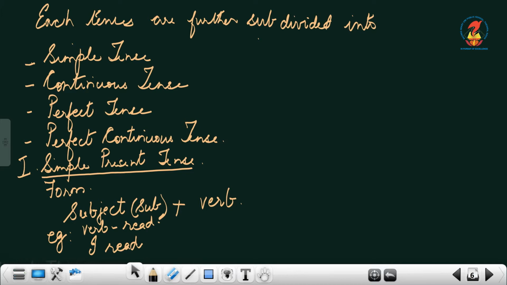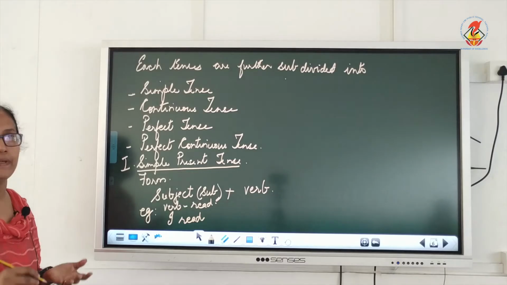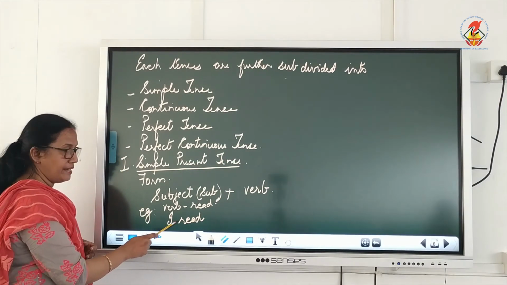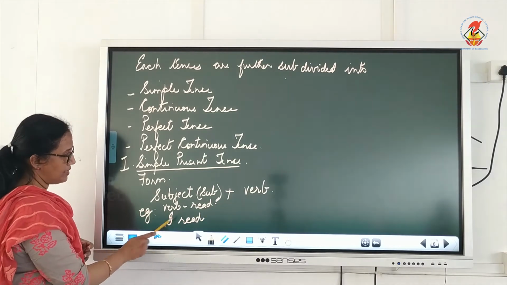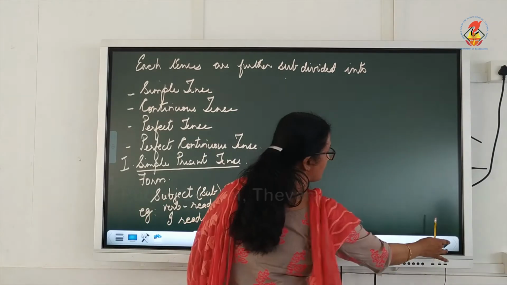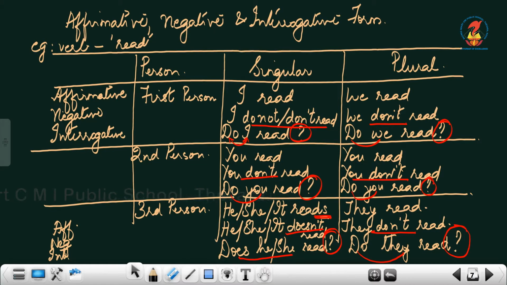So now here, how will you express simple present tense? The form is subject plus the verb. Okay. For example, your given verb is read. How will you express it in the simple present tense? You will be expressing it as I read. So, subject plus the verb. That is how you are going to express it in the simple present tense.